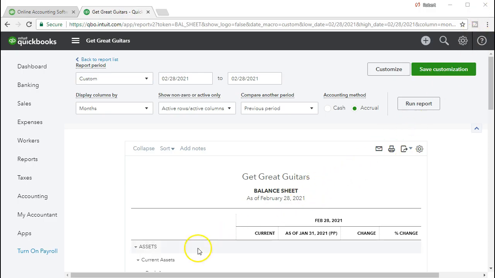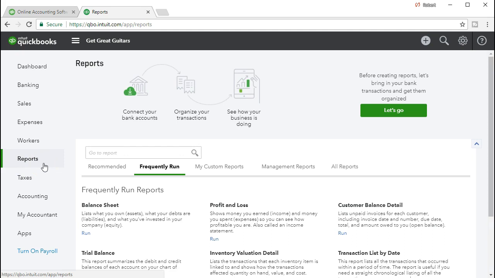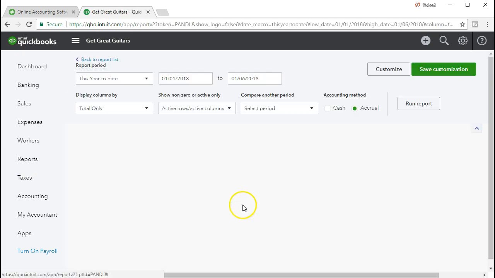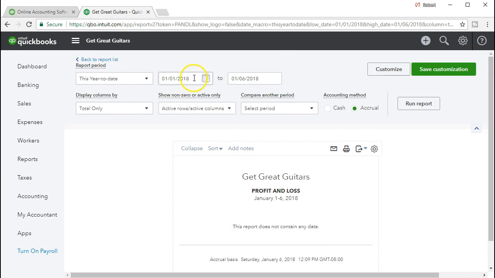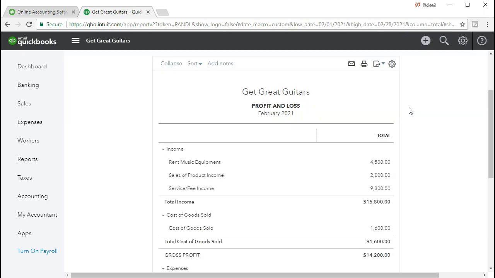And now let's run the same thing for the profit and loss. To do that, we're going to go to the reports on the left side over here. And we're going to go to the profit and loss report as we've seen in the past. We're going to change the date here to the month of February, which is February 1st, 2021 to February 28th, 2021. And run that report. So here is what we have.